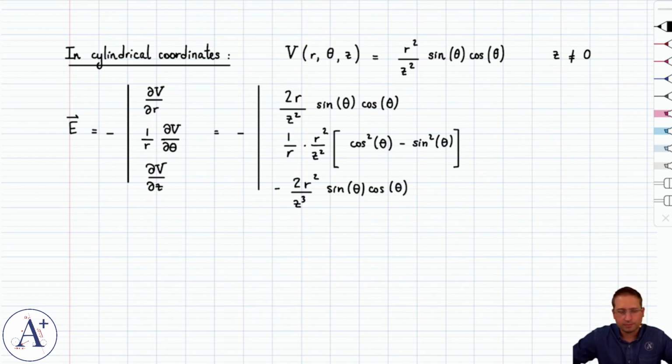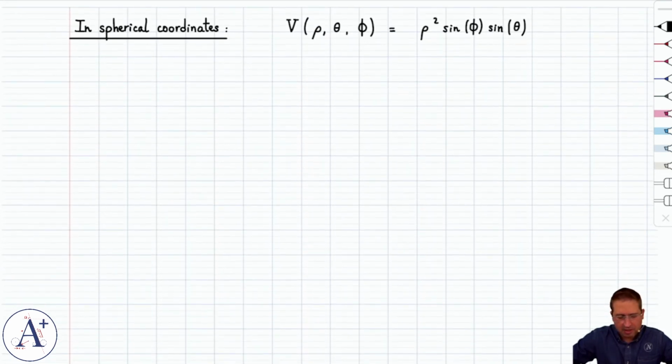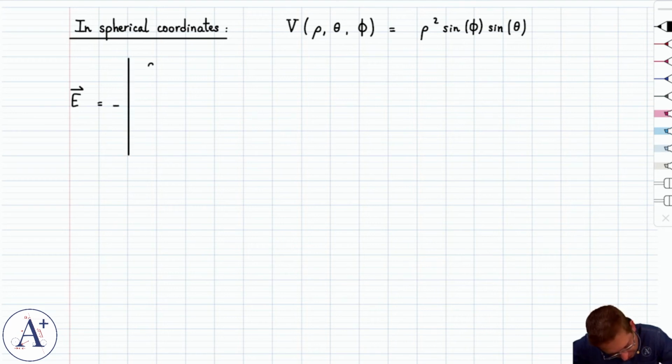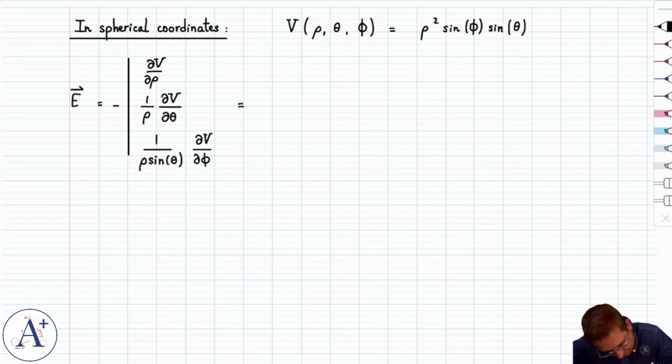And then finally, to wrap this up, let's look at spherical coordinates, because the gradient is a bit more complicated in spherical coordinates. We're going to have E is minus the gradient of V, and that is going to be the following vector. It's going to be partial V partial rho, then it's going to be 1 over rho partial V partial theta, and then 1 over rho sine of theta partial V partial phi. So that gives us the following vector.